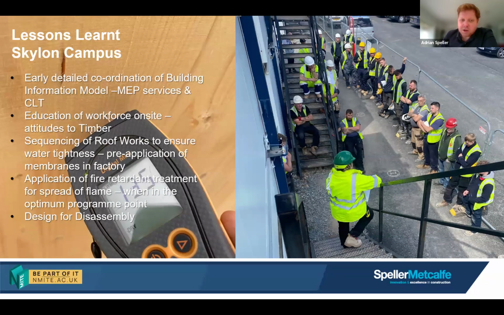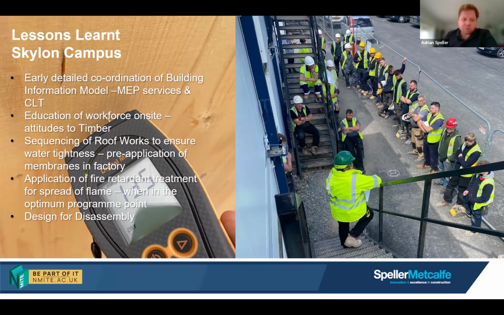Education of the workforce on site. Not just on this project, but on other timber projects that we've delivered, there's a bit of a misconception that this timber is going to get covered up. It's not the finished article. I'll draw on it. I'll drill into it. No, thank you. That's not great. So, education of all the workforce. There's a picture there of a toolbox talk going on outside the site office, I think is key.